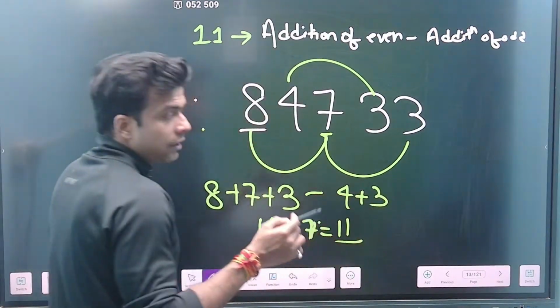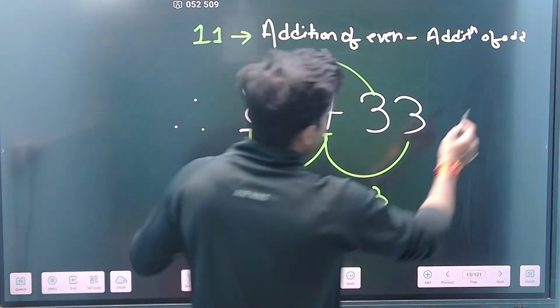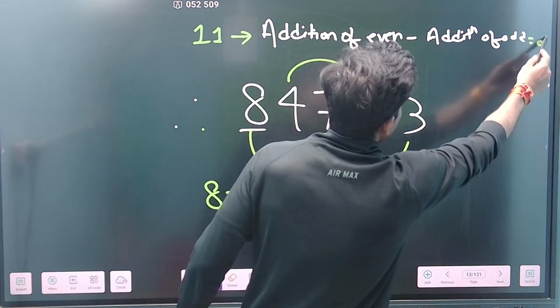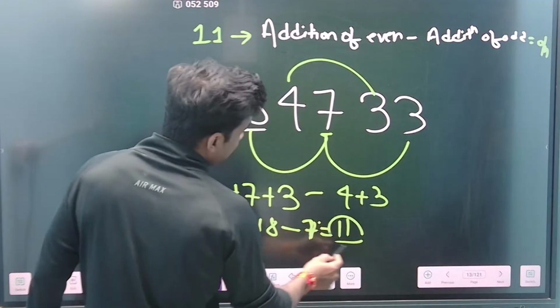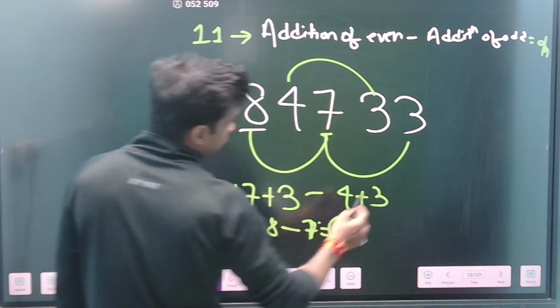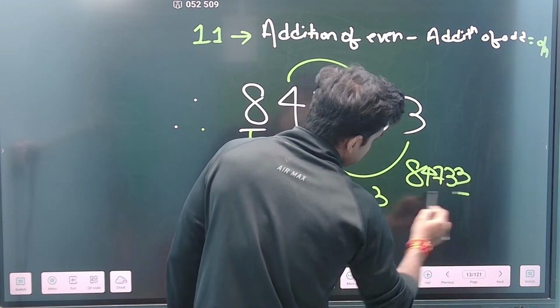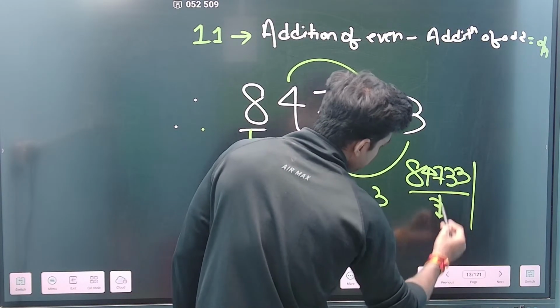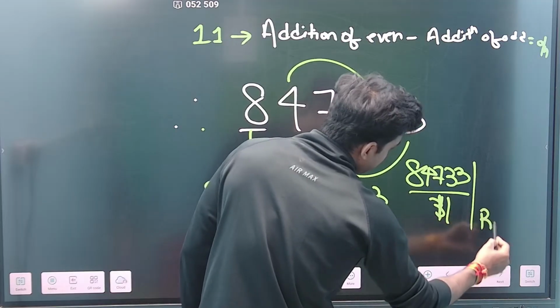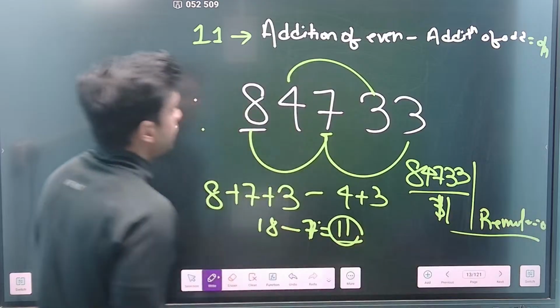Either it should be 0 or a multiple of 11. So you're getting 11. That's why this number, 84733, is divisible by 11, and you are getting the remainder as 0. I hope this is clear.